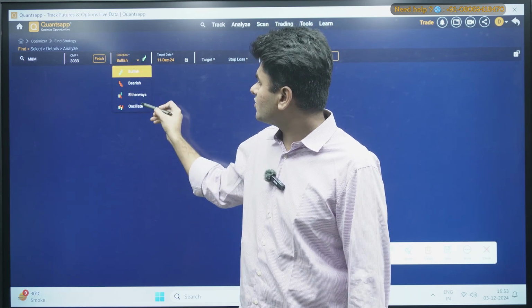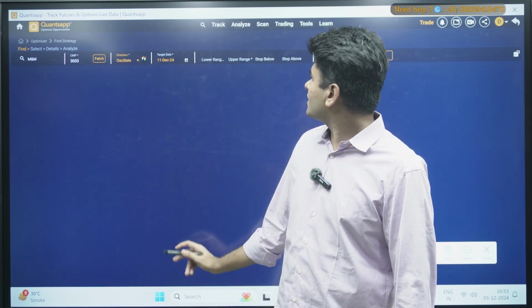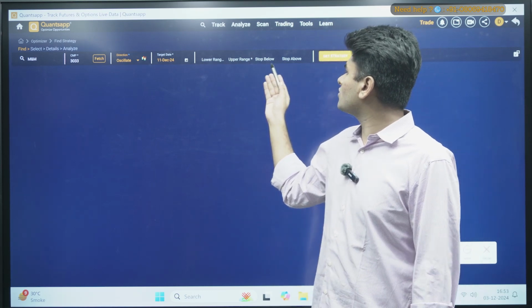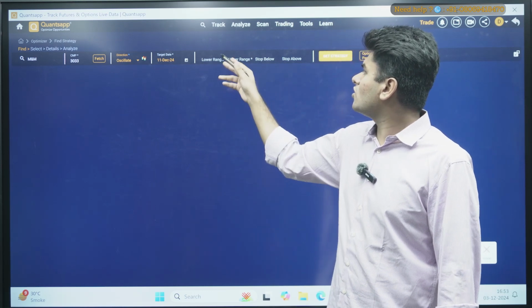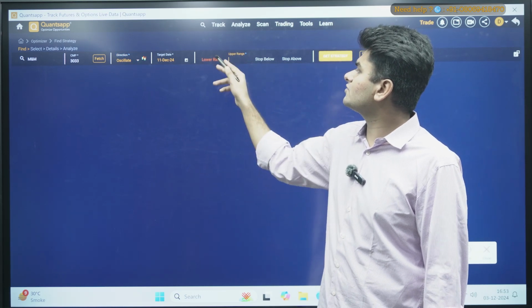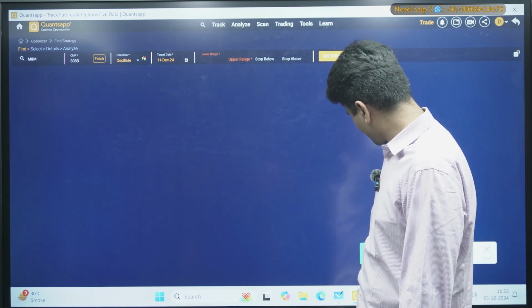So you can simply go here and select oscillate. Now you can see there are a few more parameters. The lower range and upper range are given to you. So now we will put in the lower range and upper range.